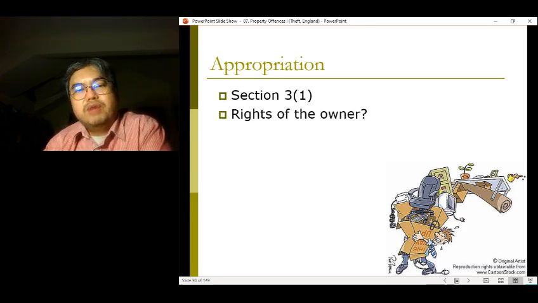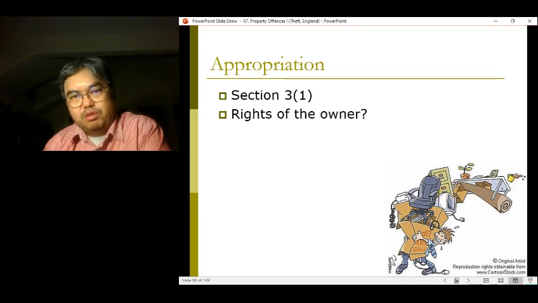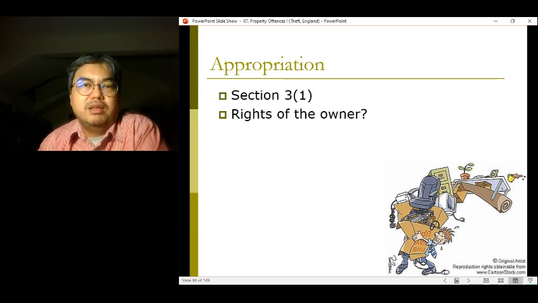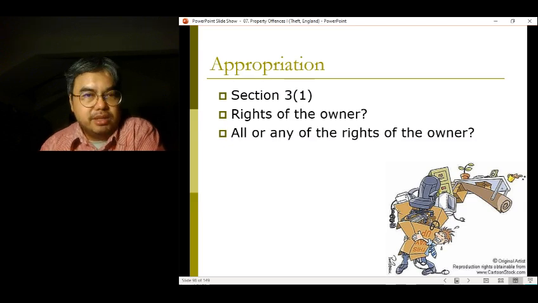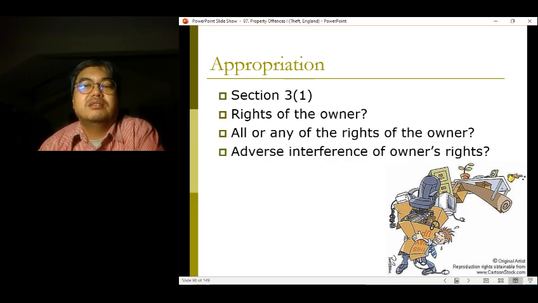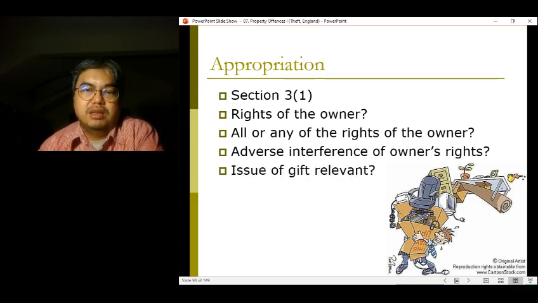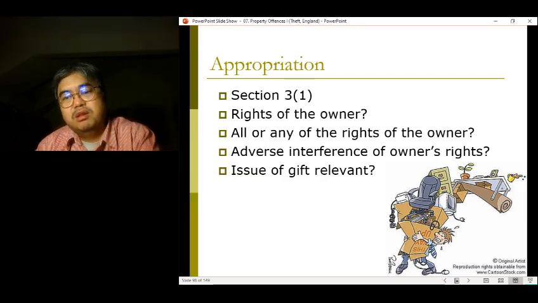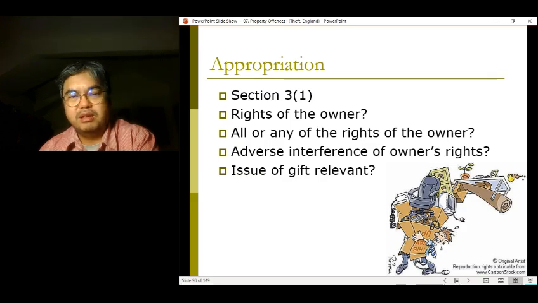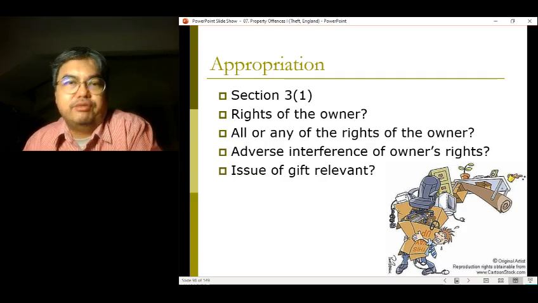Rights of the owner. What are the rights of the owner? Basically, what the owner can do with the property because he's the owner. According to Morris, any of the rights of the owner. But do you need an adverse interference of the owner's rights? No. Gomez applied Lawrence and said that you don't need. Now, is the issue of gift relevant also? King said that no. So it doesn't matter whether it was given as a gift or not.